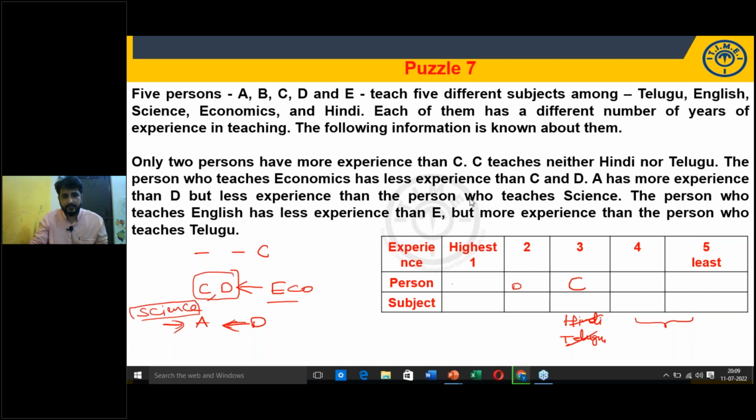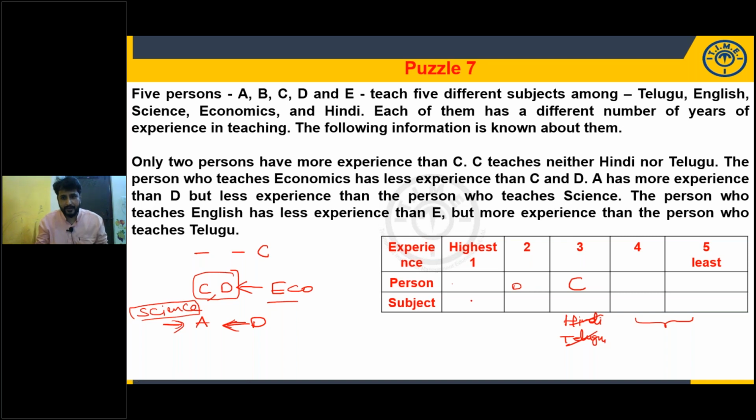Yes, Kavya, your answer is correct. Richa, your answer is correct. Okay, I'll explain directly. D cannot be here because before D, minimum two. A has to be fixed. The one who teaches science has to be fixed. And after D, there has to be economics. So D only in this position, and A will be here, and here will be science. And after D, economics.